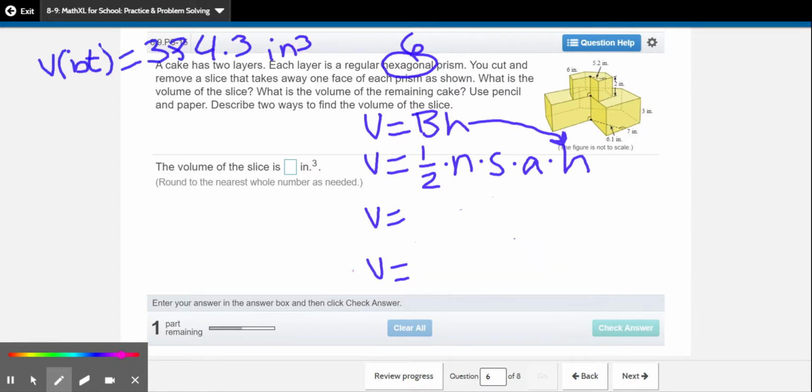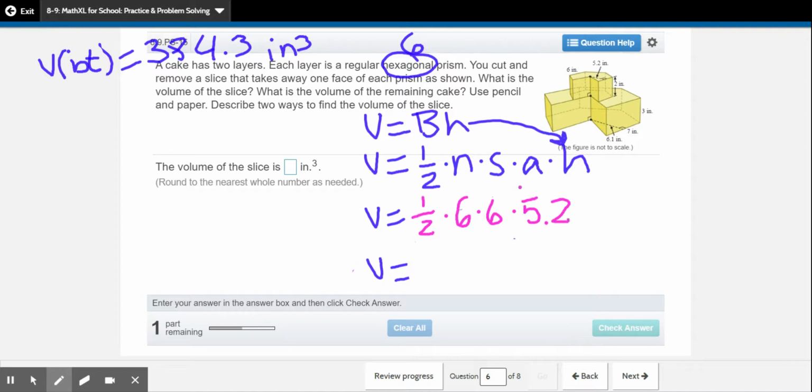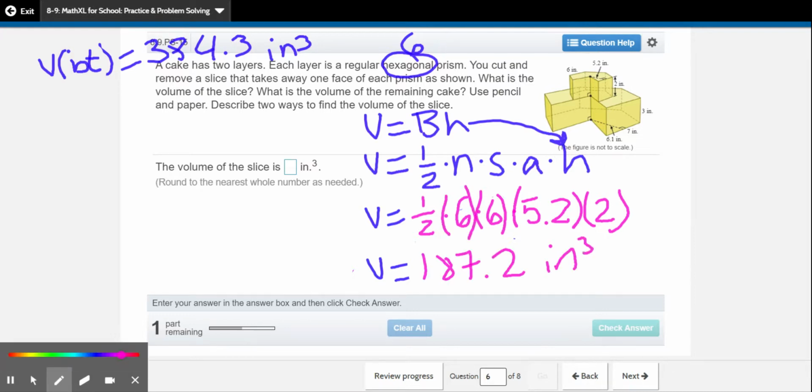Okay, so now we're looking at our top part of the cake. And again, this is still a hexagonal prism. So we're using the same exact formula. So let's fill it in again. 1/2 times the number of sides, which is still 6, the length of each side, which is also 6, the apothem, which is 5.2. Why do I keep doing this and using dots instead of parentheses? Okay. And then we're going to add in our height. This time we're going to just type this all in one step. All right, so that's the volume of the top part.